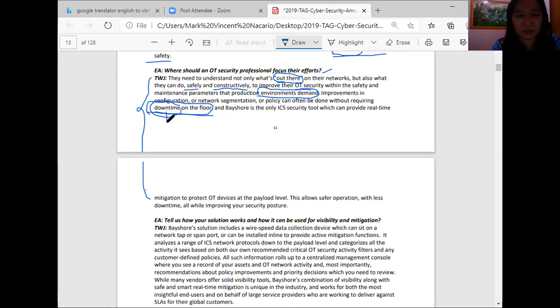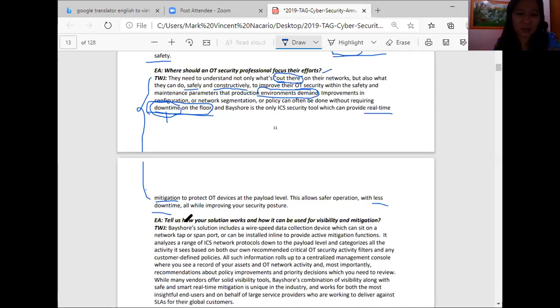In this segment, as a security tool we can provide real-time mitigation. It's very good. Real-time mitigation. Not many companies can provide that. And this gives safe operation with less downtime. Less downtime improves things. Yes, it's very good.